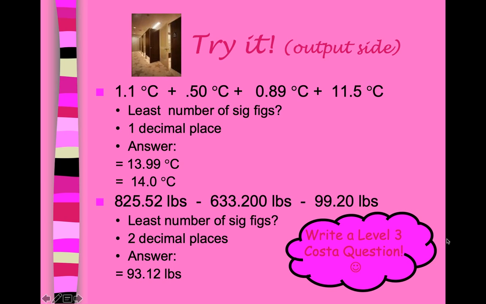A level 3 question, and this is maybe something you're thinking, so this would be a good level 3 question. Argue or defend why we need to have sig figs in science. That would be a wonderful level 3 question so that you can think in your brain, why is this important? Why do scientists have to think about this?